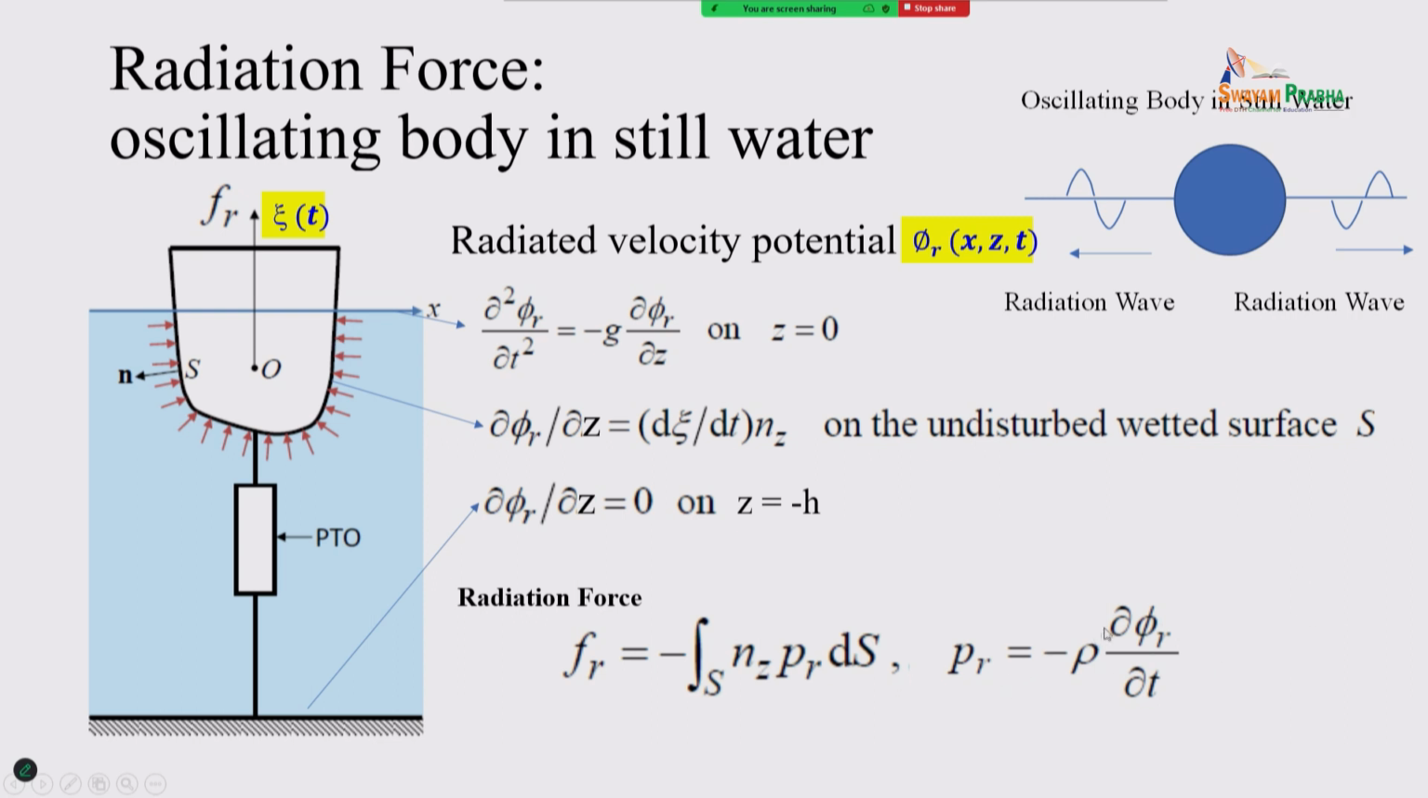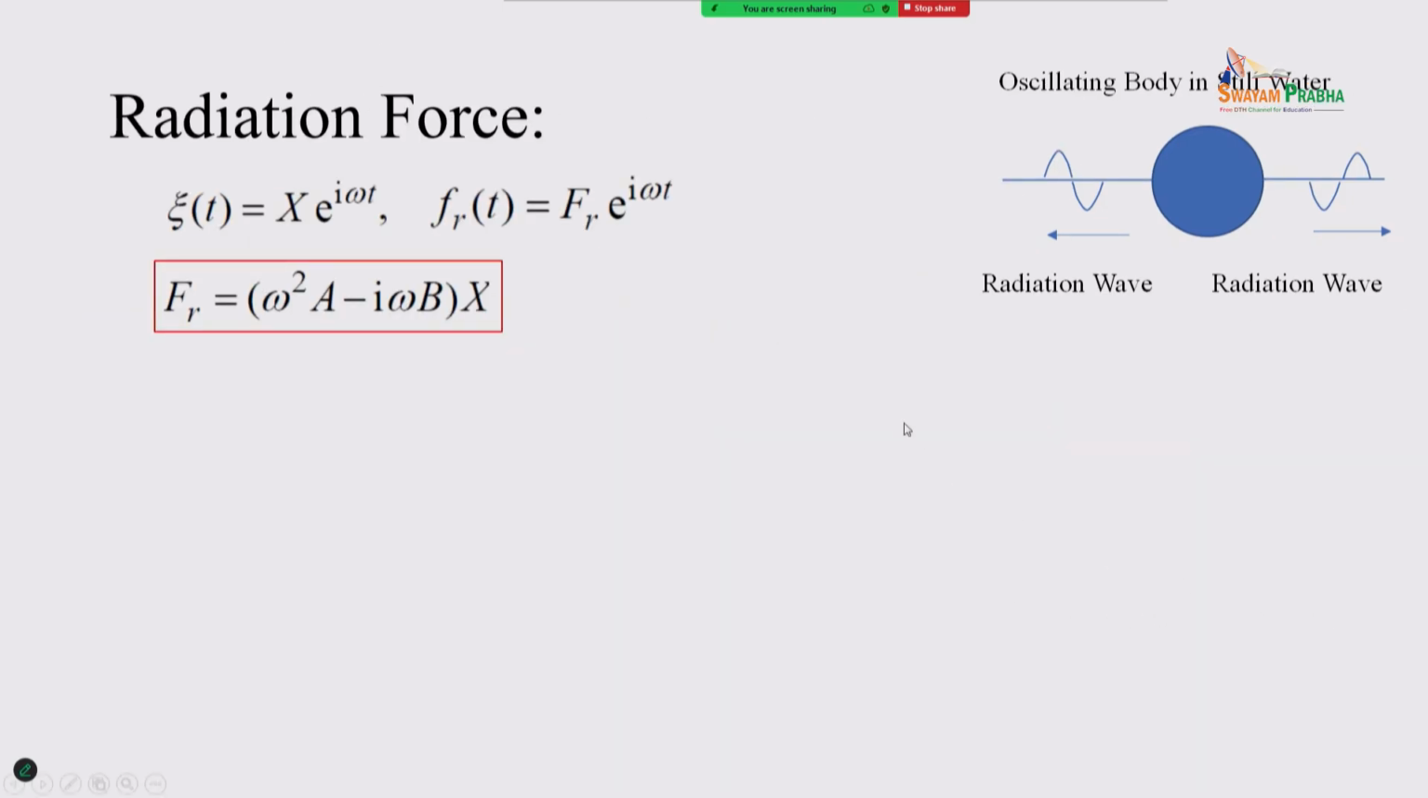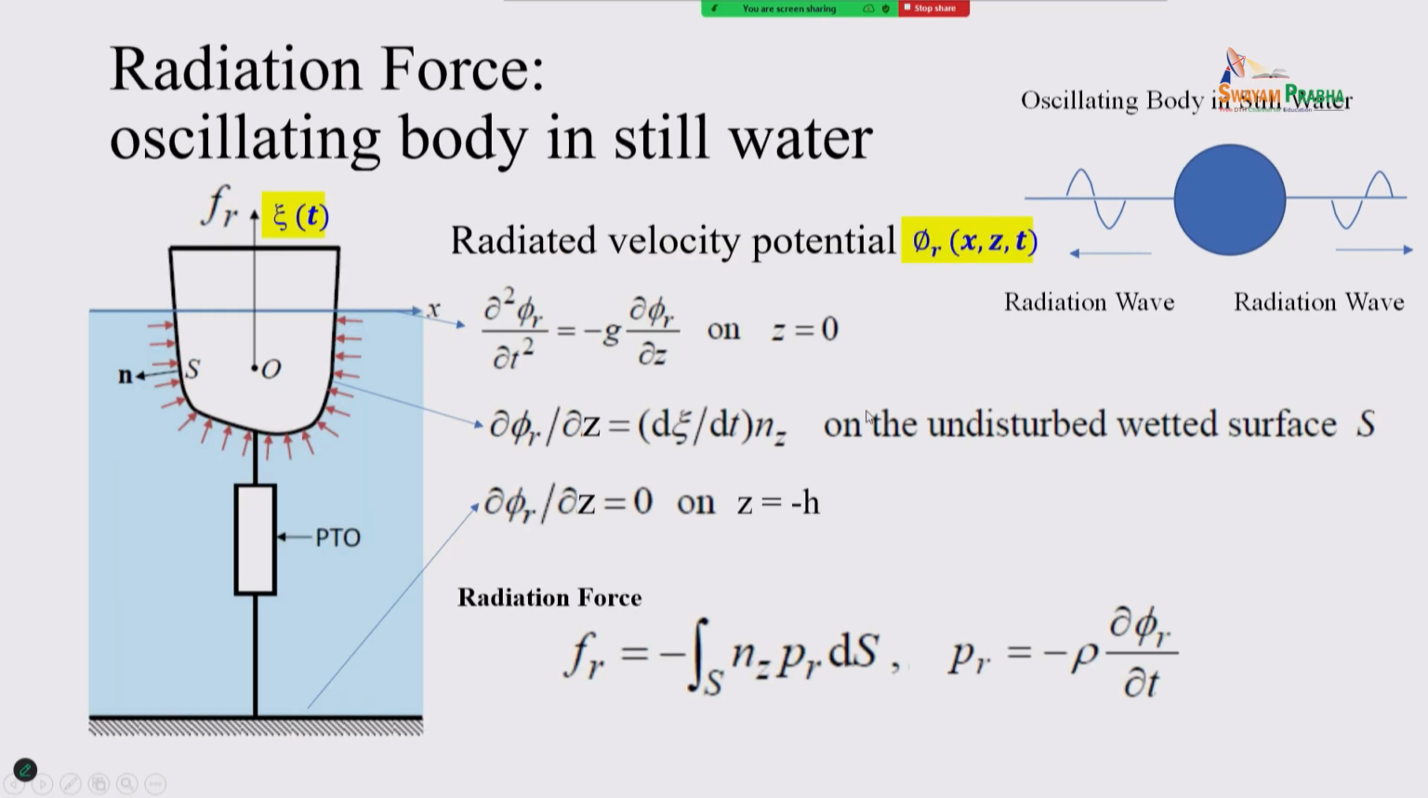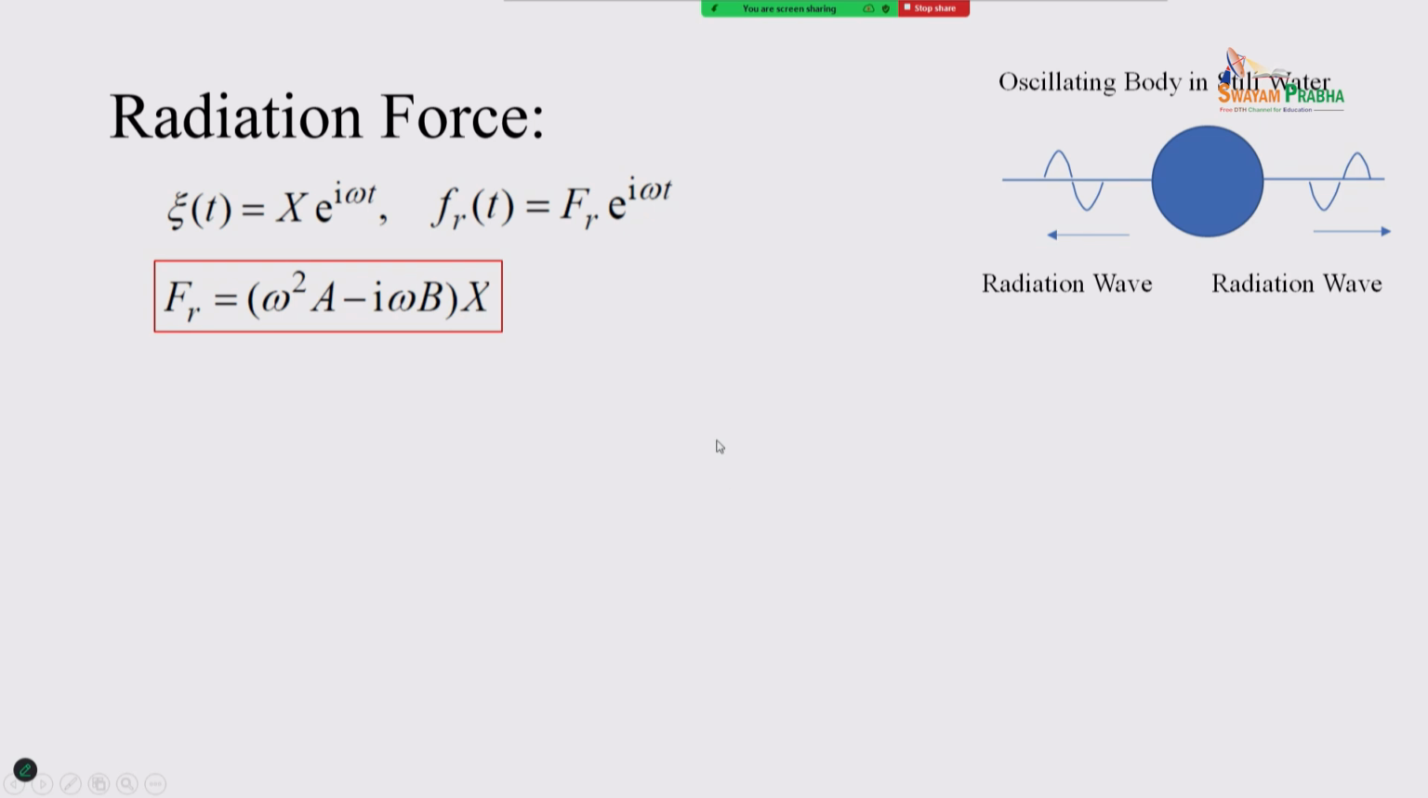Radiation force: if you can find the velocity potential, you can get the pressure. Now you integrate that. For a very simple shape, you can find the closed form solution. Instead of going through how to calculate that, I want to give you some physical insights. This is more important. So what are the physical insights?